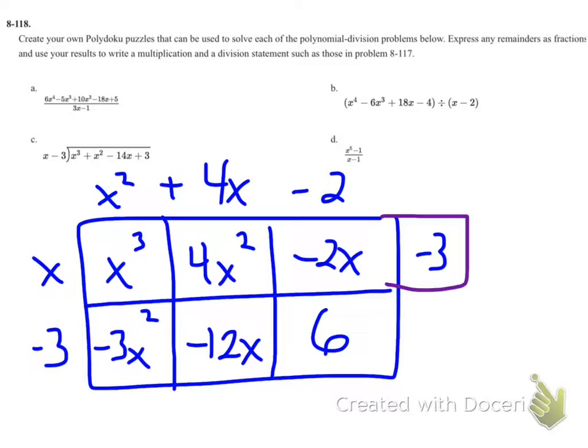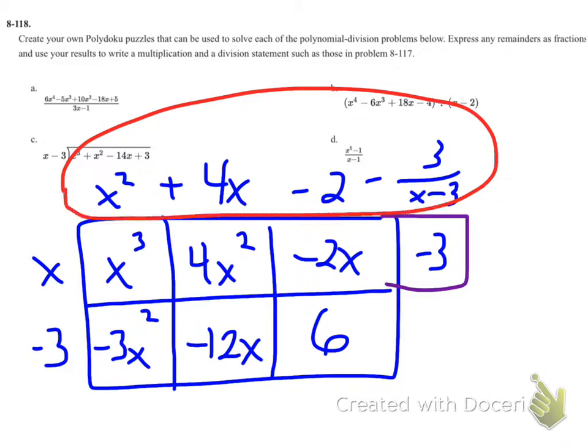So I could write now my answer a couple different ways. My answer is going to be x squared plus 4x minus 2 with a remainder of negative 3. So I could write that as minus 3 over x minus 3. Or I could write that as plus negative 3 over x minus 3. It does not matter whichever way you want to do that. I'm going to just keep the negative right there. So minus 3 over x minus 3. And there's the answer for problem C. That is the only one of these problems that has a remainder.